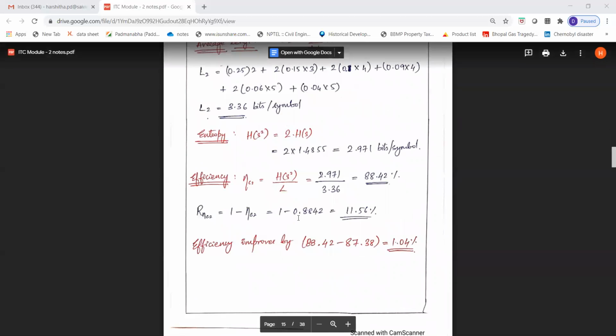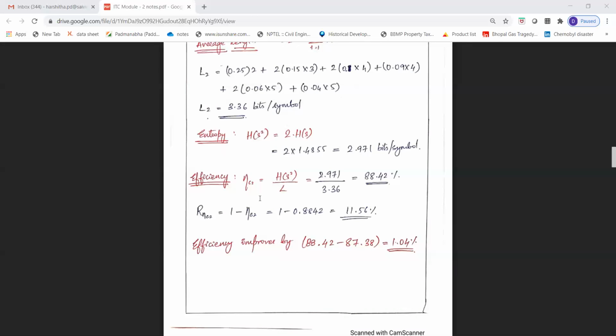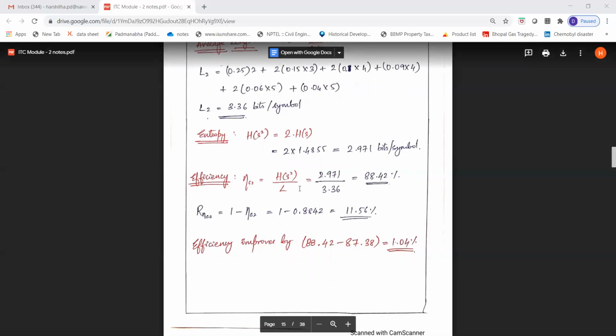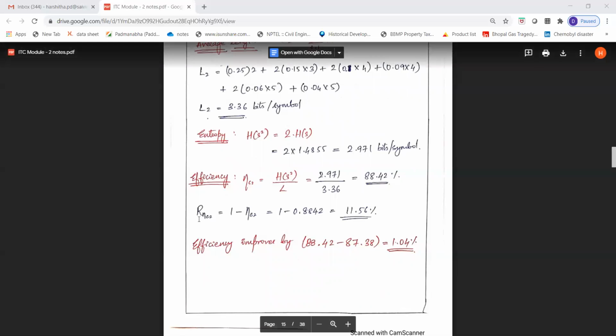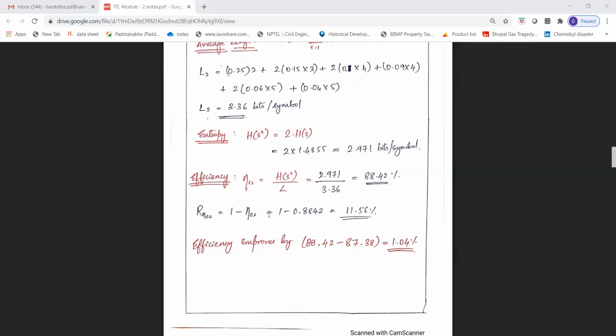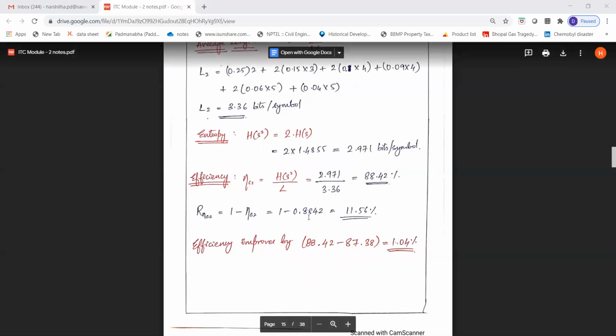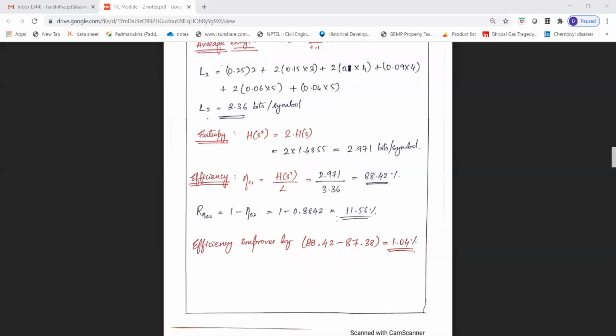So now efficiency is nothing but the ratio of entropy and the length. So efficiency, that is eta C2, is given by H(S²) by L2. So it is 2.971 by 3.36, that is 88.42%. Next, redundancy is given by 1 minus eta C2, or you can also do 100 minus efficiency, or you can do 1 minus 0.8842 into 100. Both ways you can do, for which you'll be getting the value 11.56%.